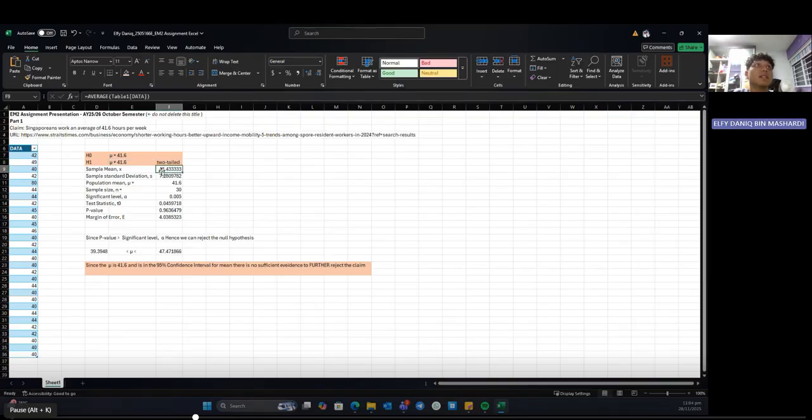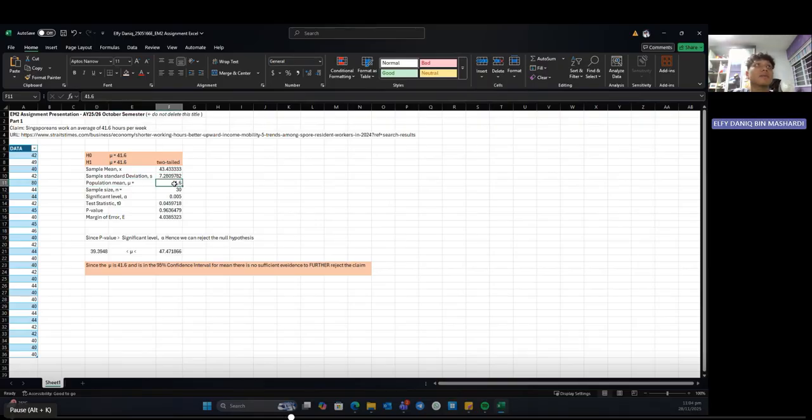So for the sample mean x̄, in order to get this, I decided to go for the average of this whole table. So it will sum up the whole thing and find the average. Then for the sample standard deviation, I also decided to go with the same table, but a different formula, which is STDEV, a short form for standard deviation.